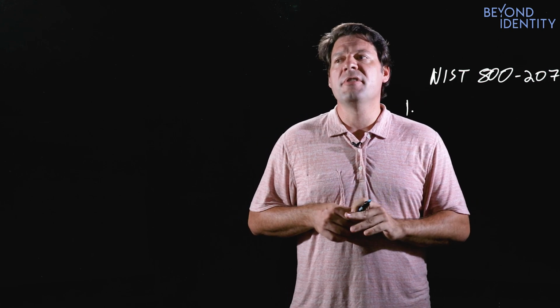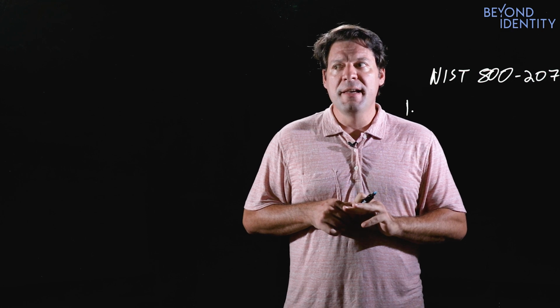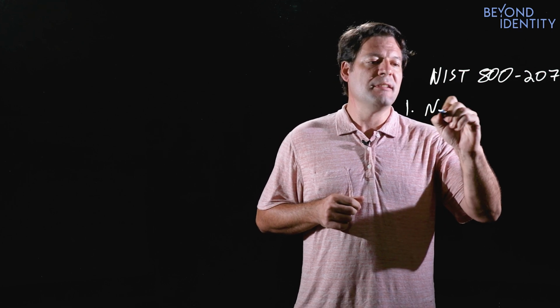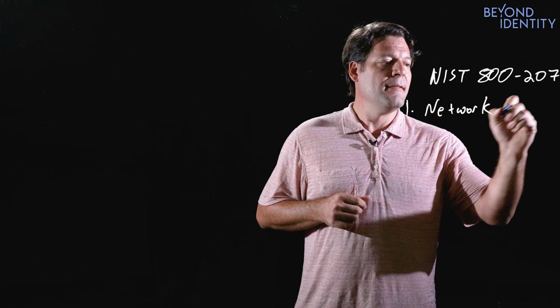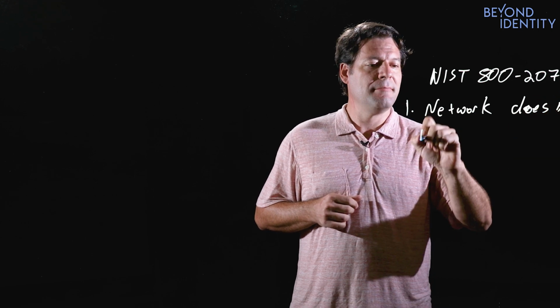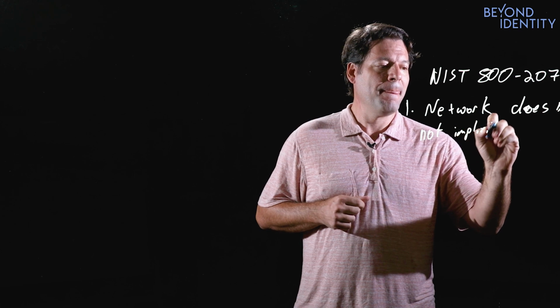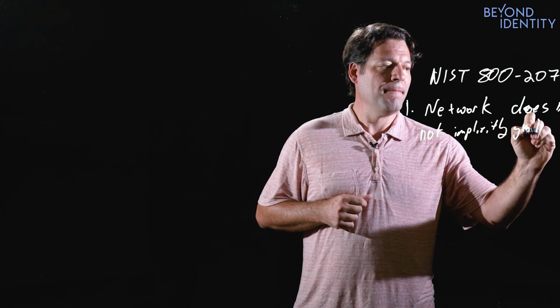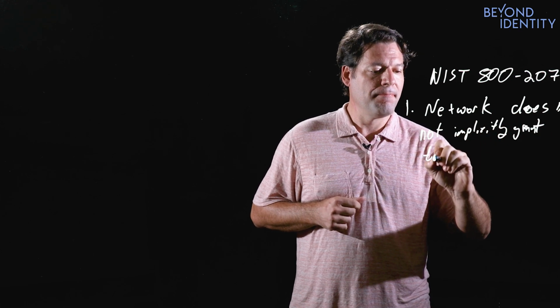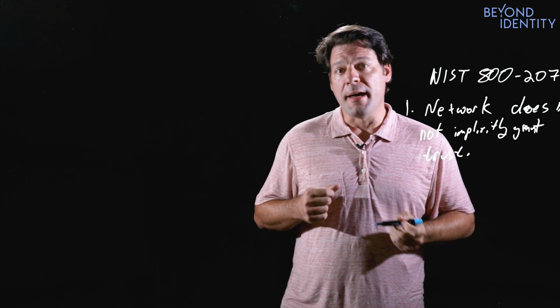But more specifically, and I'm going to paraphrase here, one of the first problems they actually talk about is that there is no implicit trust based on any sort of special location in the network. And so we'll just say the network does not implicitly grant trust. So what do we mean by that?